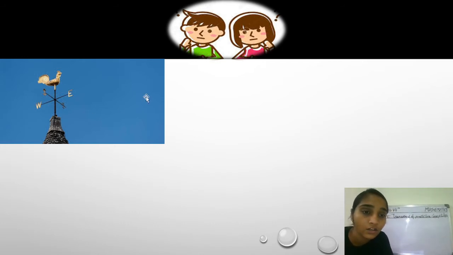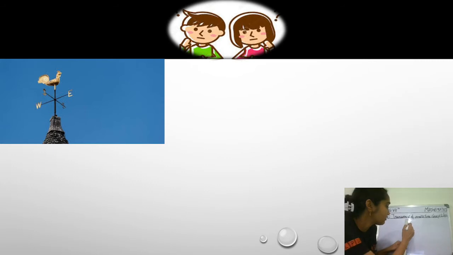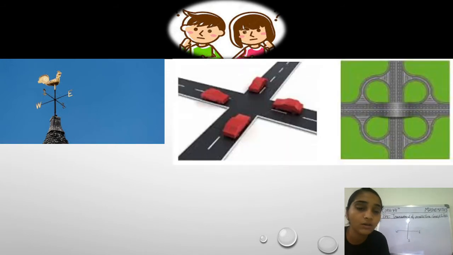Now, students, here it basically shows what? The directions: east, west, north and south. So if I consider the direction, we usually make it like this, that this is east, this is west, and north and south. So are these intersecting lines or parallel lines? Yes, they are intersecting lines. Very good, students.